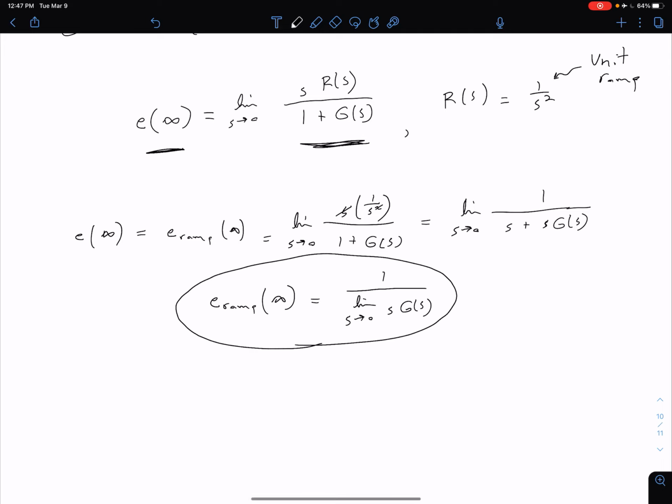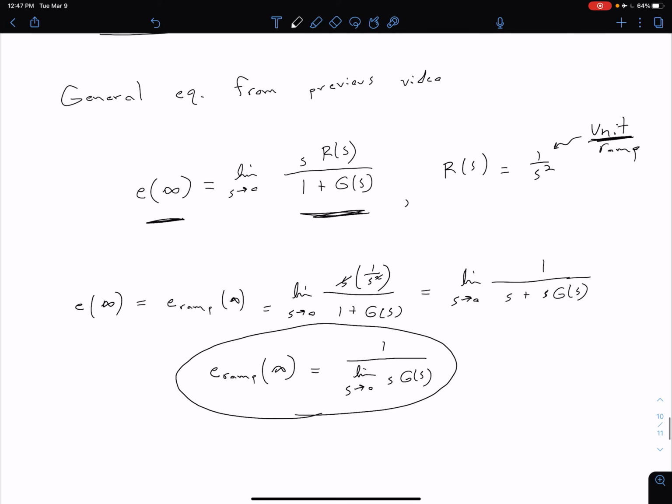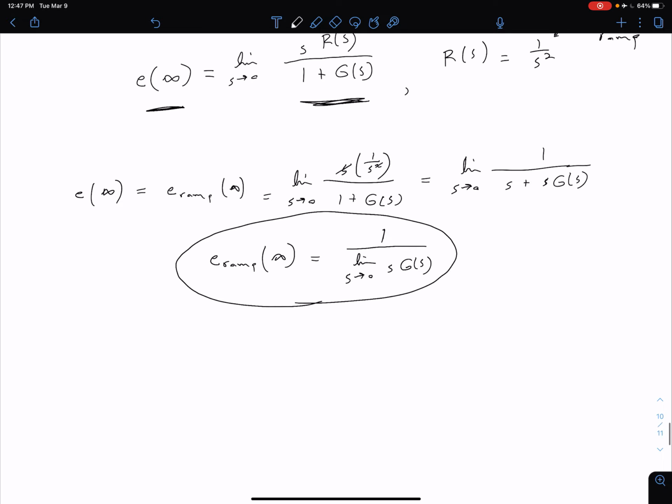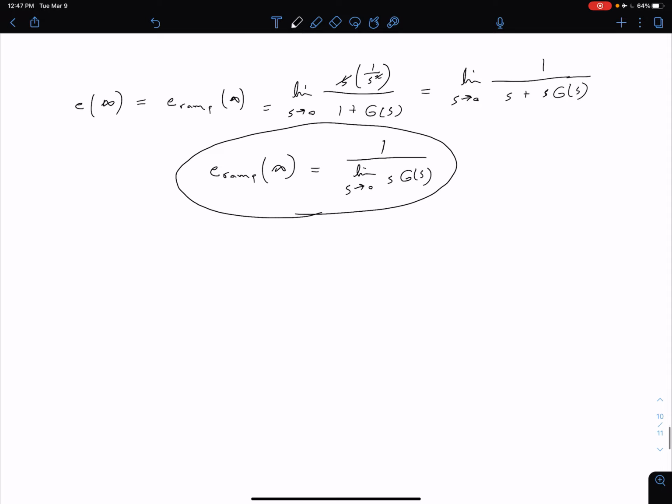And so this is going to be our equation, and we have several things to keep in mind. This is for a ramp input to a unity feedback system, and so more specifically, it's for a unit ramp input. Again, if we had some gain on that, we would just input our gain K there. Okay, so just like with last time, we can ask what sort of qualities do we need to have in our G(s) in order to obtain a 0 steady state error.